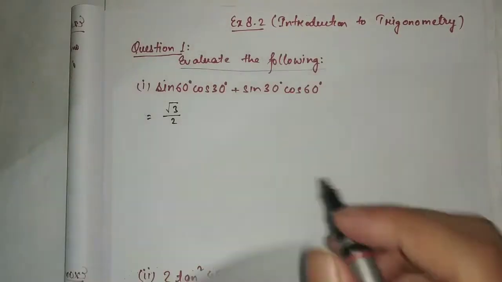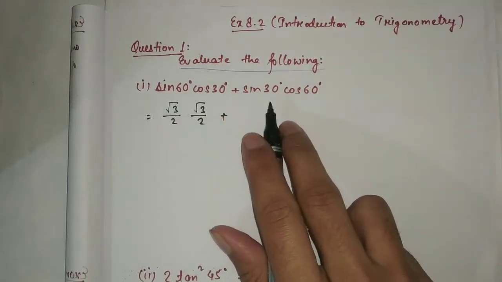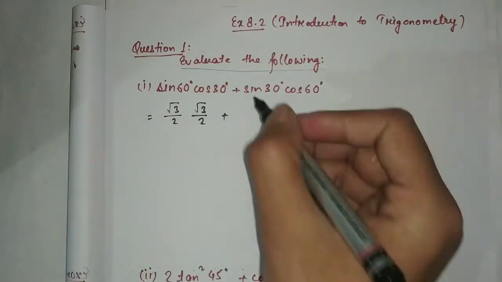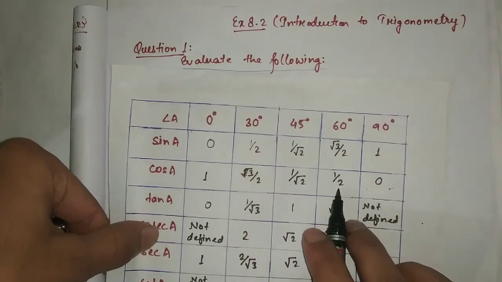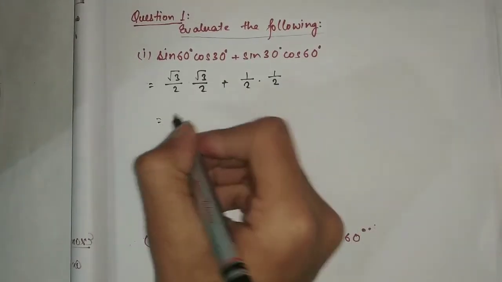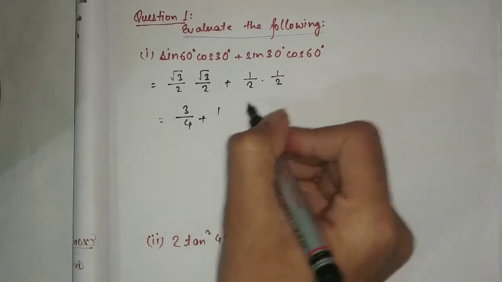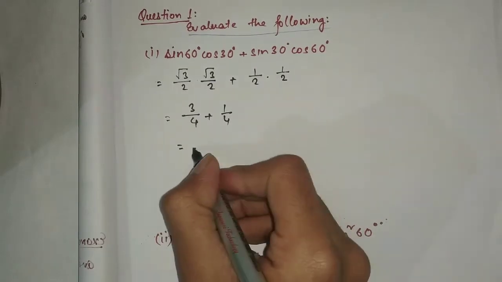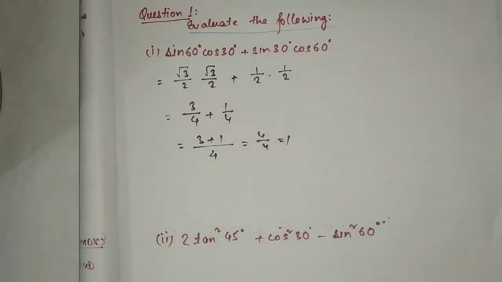And then it is cos 30. Cos 30 is root 3 by 2. And the next value is sin 30. Sin 30 from the table comes out to be 1 by 2. And cos 60 again comes to be 1 by 2. After solving, we get root 3 into root 3 is equal to 3, 2 into 2 is 4, plus 1 by 1 into 1 is 1, and 2 into 2 is 4. So by taking the LCM we get 3 plus 1 is equal to 4 by 4, which is equal to 1.